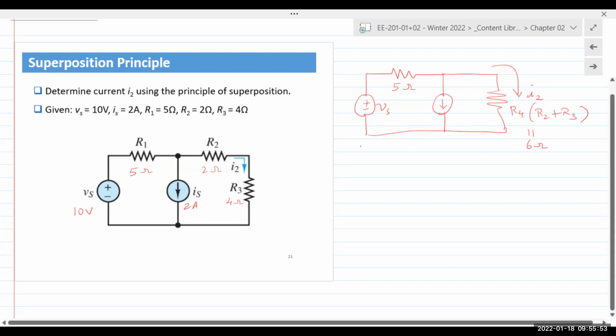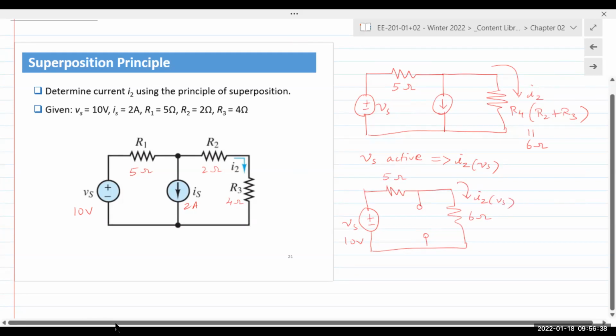So I'm going to say when Vs is active, the quantity is going to be noted as I2 Vs. All right. So Vs is active, the current source is 0, meaning it's removed from the circuit. All I have left is 2 resistors. The circuit changes every time, and that's why it's very important to actually redraw the circuit every single time. And I2 due to Vs is right here.